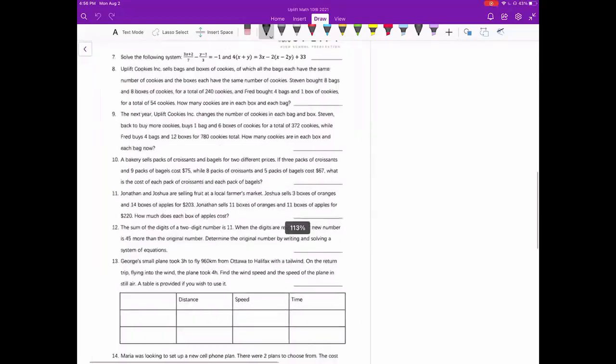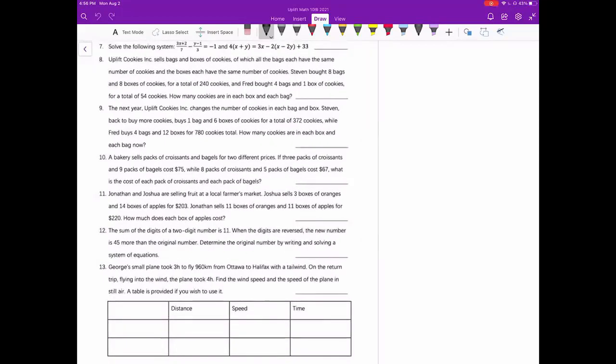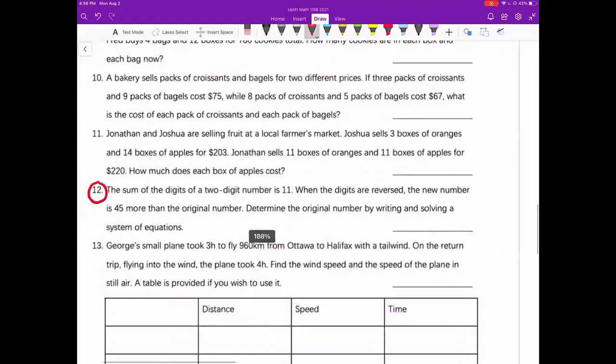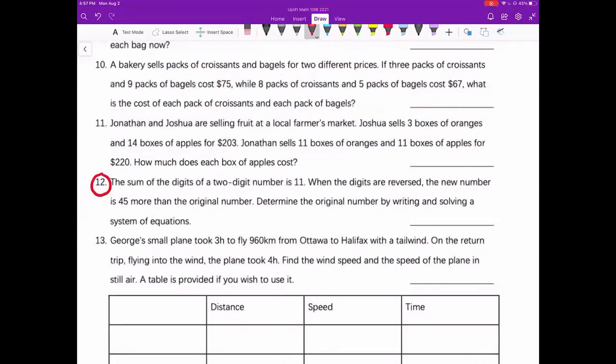Like the sum of digits. I love those. Should we solve it together or let them try? We should just let them try, honestly. And then there's also that distance, speed, time problem. Those ones are hard. Let's do 12 first.